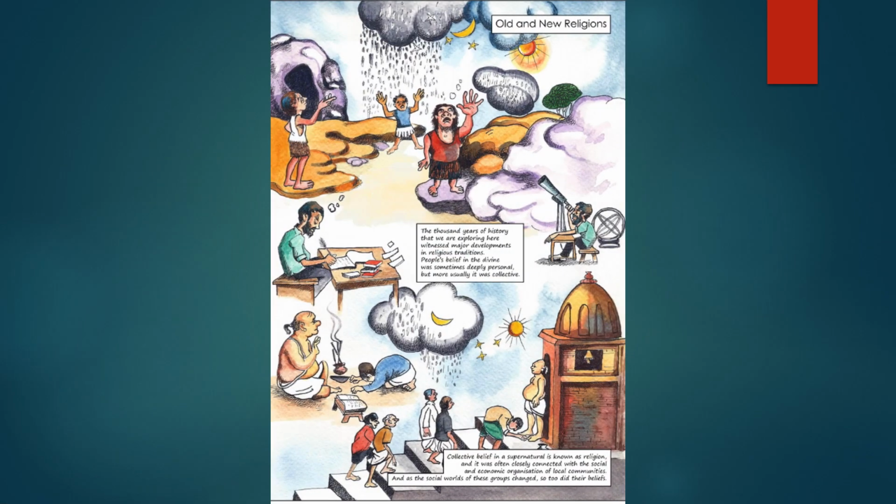Old and new religion. The 2000 years of history that we are exploring here witnessed major developments in religious traditions. People's belief in the divine was sometimes deeply personal, but more usually it was collective. Collective belief in a supernatural is known as religion, and it was often closely connected with the social and economic organization of local communities. And as the social worlds of these groups changed, so too did their belief.